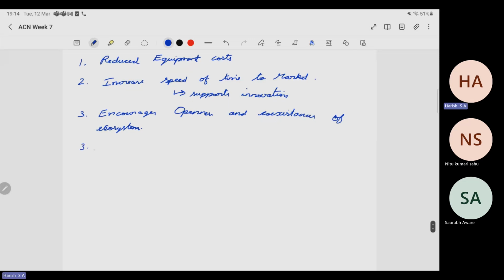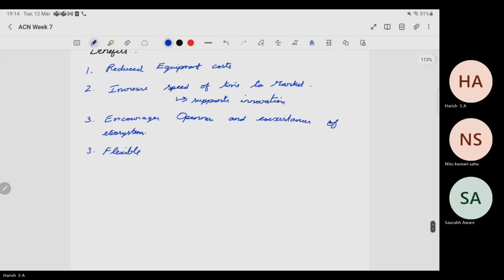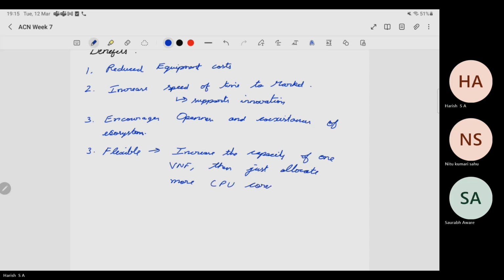Then it is also flexible, meaning if you want to increase the capacity of one VNF, VNF is a network function, virtual network function, then just allocate more CPU cores to it. Right?